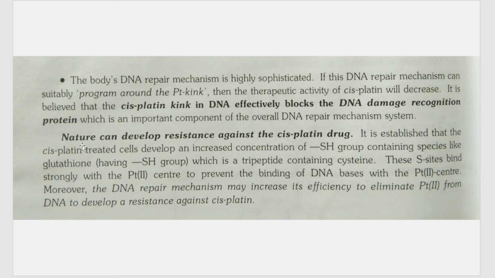But nature develops resistance against the cisplatin drug, because according to nature, cisplatin is harming the DNA, correct? Because it is twisting it. But actually, it is a cancer infected DNA, so cisplatin is doing a good thing, but nature shows resistance to it. How does it do that? It increases the concentration of SH group containing species like glutathione. And you know that whenever there is a high concentration of SH group containing species, they will form complexes with the platinum centers by replacing the H. So instead of the platinum centers going and binding to the DNA bases, they will bind with this SH group.